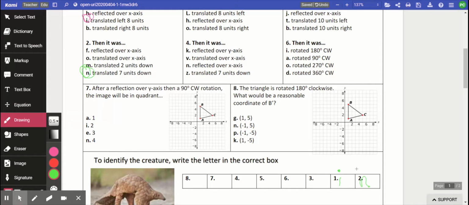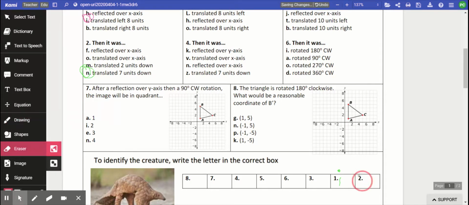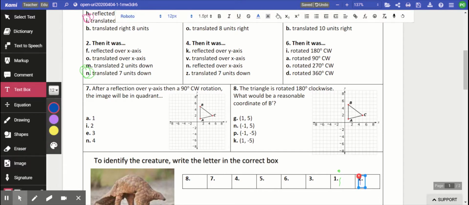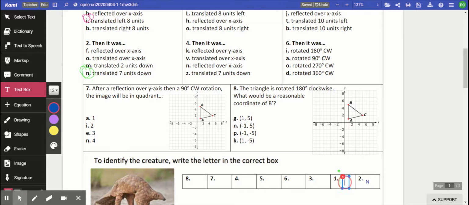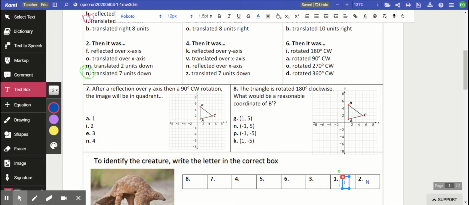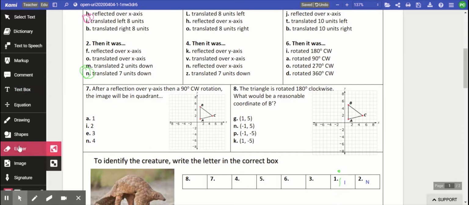And again, since that looks kind of funky, you could always choose to do the text box. Click in there. I'm going to put the letter N, and you can use your cursor or your mouse pad to move it over a little bit. Okay, I could put an I in here because it's prettier. I can go to the eraser and erase my drawings.